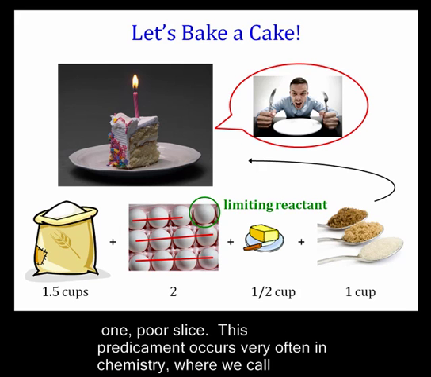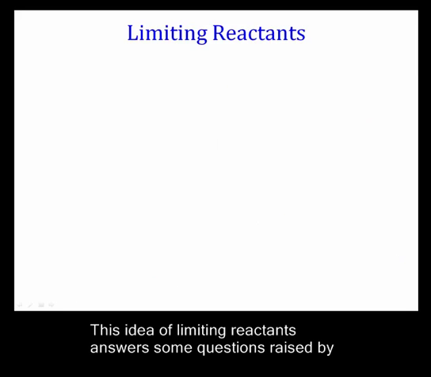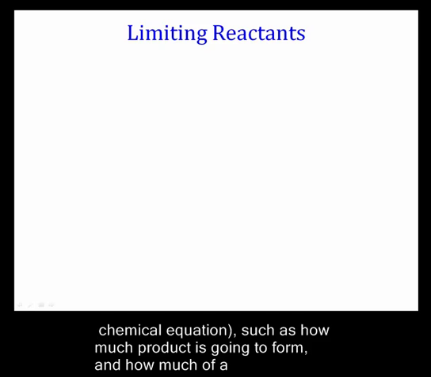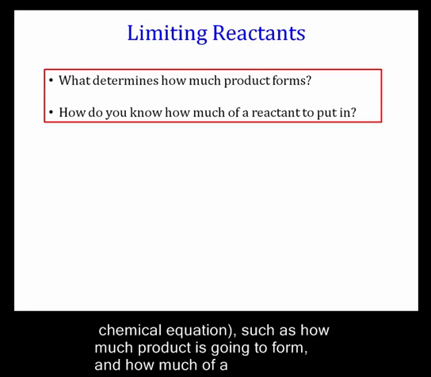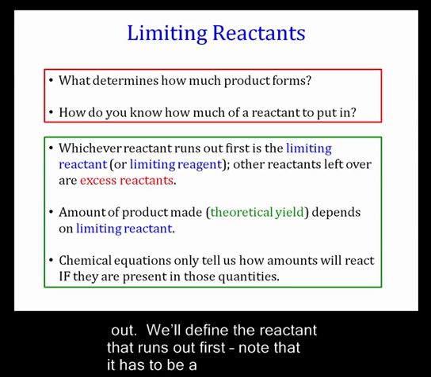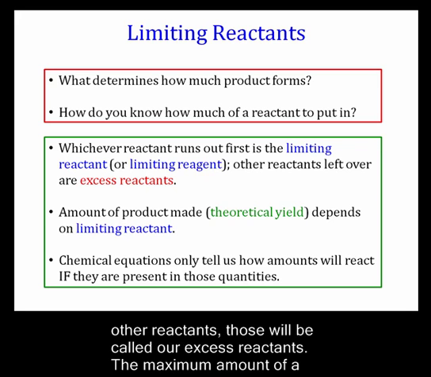This predicament occurs very often in chemistry, where we call the substance we run out of first the limiting reactant. The idea of limiting reactants answers some questions raised by stoichiometry, being the conversion of masses to moles and vice versa using a balanced chemical equation, such as how much product is going to form and how much of a reactant to initially put into a reaction to get a certain amount of product out. We'll define the reactant that runs out first. Note that this has to be a reactant as the limiting reactant or limiting reagent. If we have more than enough of the other reactants, those will be called our excess reactants.